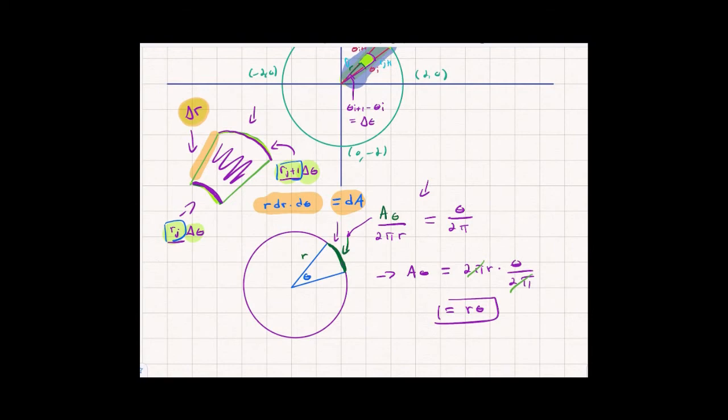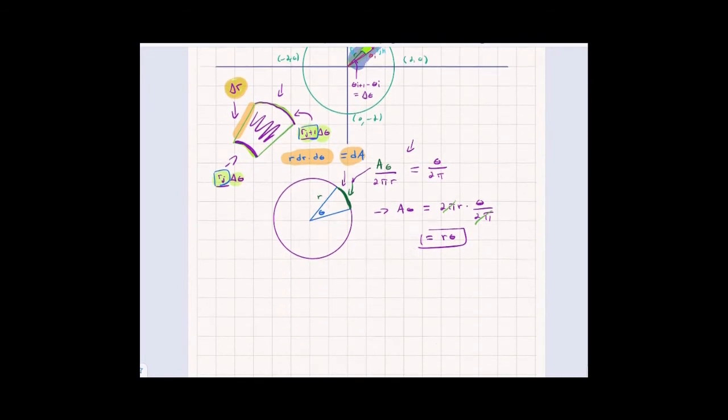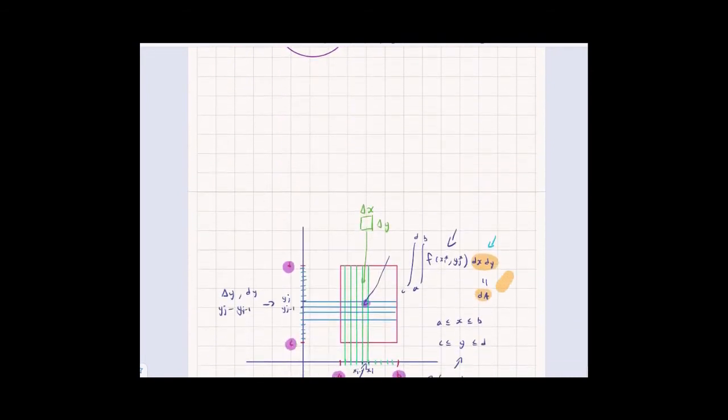So that was the moral of the story of this whole thing that we're doing here, is we were trying to find what is the polar coordinates corollary of this infinitesimal unit of area dA, which was, in the case of rectangular coordinates, dx dy.